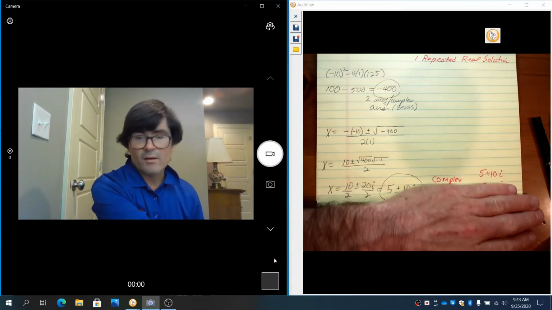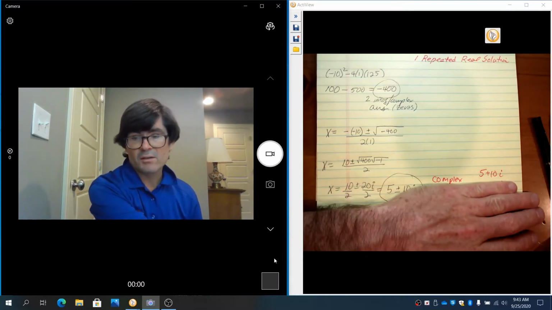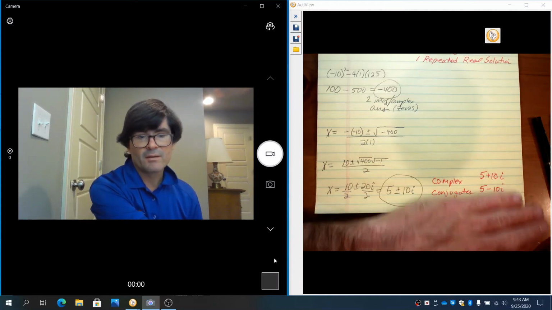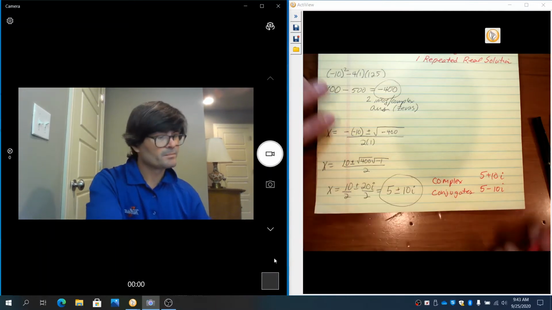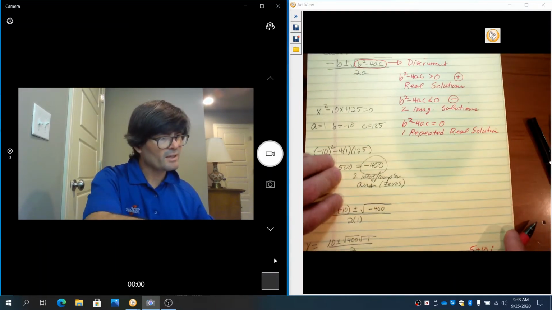If I said one zero is 5 plus 10i, tell me what the other answer is, you should automatically know that it's going to be 5 minus 10i. So that's an easy question that you can answer just knowing that imaginary and complex numbers always come in pairs and they come as conjugates. Let's try another one of these.